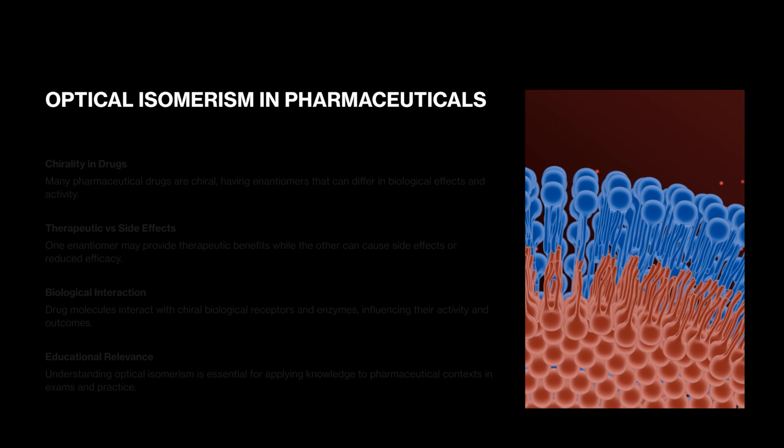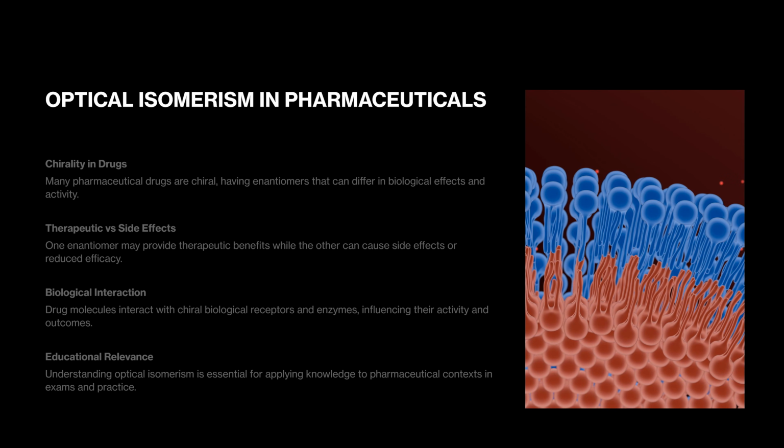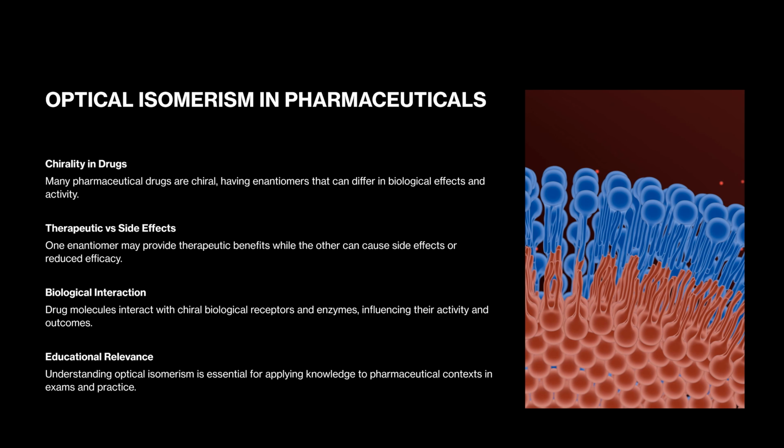The pharmaceutical industry provides powerful real-world examples of why optical isomerism is important. Many drugs are chiral, and different enantiomers can have very different effects in the body. One enantiomer may be responsible for the desired therapeutic effect, while the other may be less effective or cause unwanted side effects. This is because drug molecules interact with chiral biological receptors and enzymes.